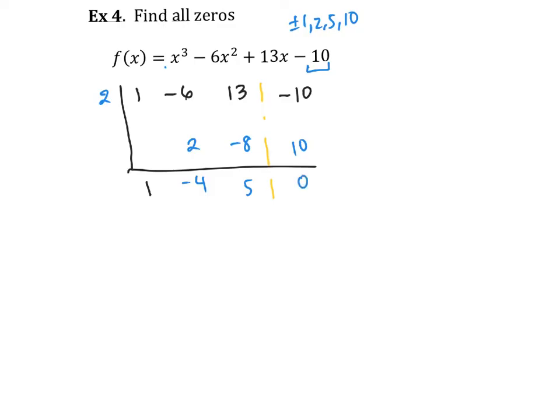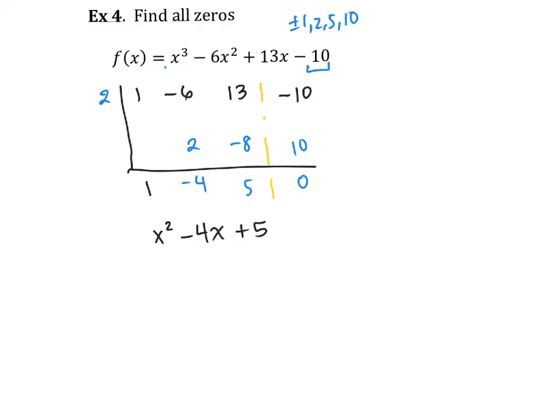So it wants me to find all the zeros. I found the remainder 0, so I already know x equals 2 is one of my zeros. I need to find the other 2 zeros. And it doesn't tell me I need to write it fully factored, so I don't need to. Let me bring this down. That's what I'm left with.